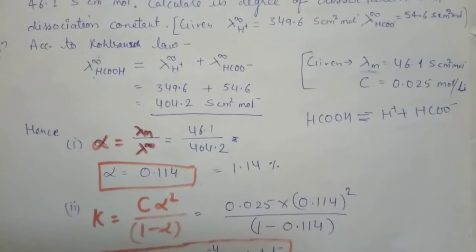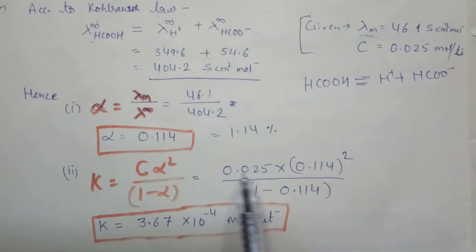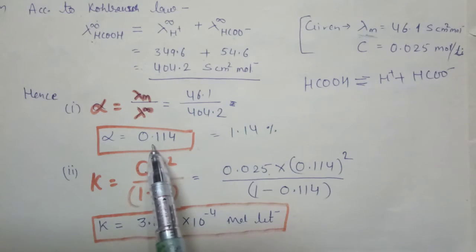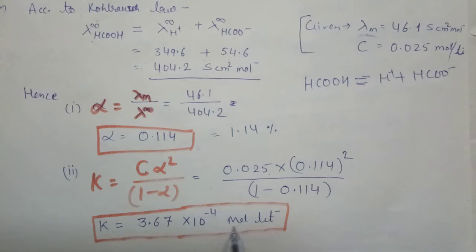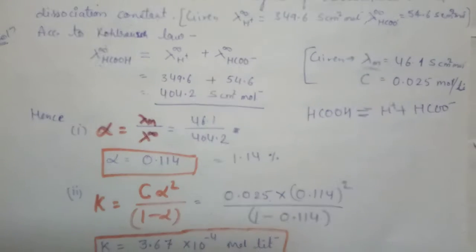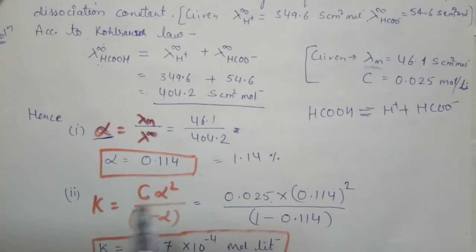Now we have to calculate the dissociation constant K. K means C alpha square upon 1 minus alpha. C is given as 0.025, alpha is calculated as 0.114, so 0.114 square upon 1 minus 0.114. After solving these values, K will be 3.67 into 10 to the power minus 4 mole per liter. Okay, clear? Thus we can calculate the degree of ionization or degree of dissociation of any weak electrolyte and the ionization constant for that electrolyte.